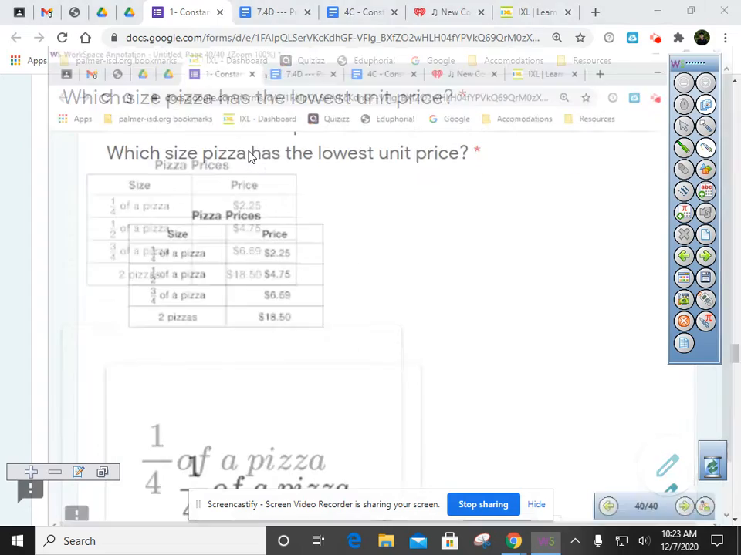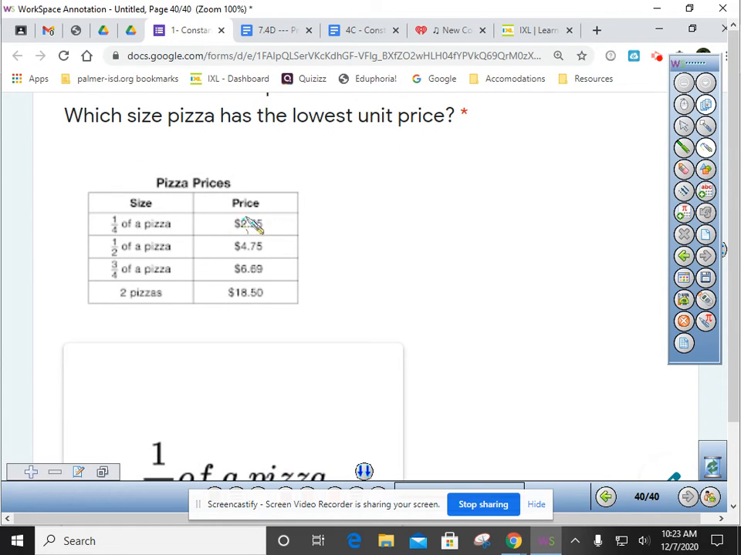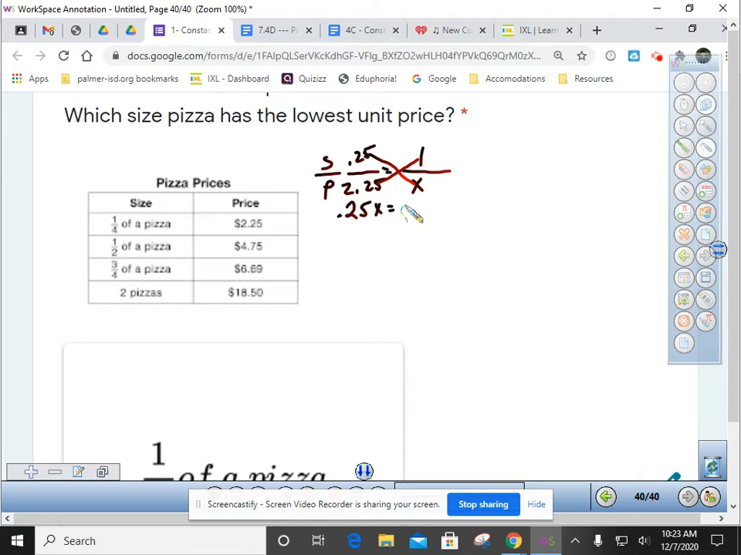Okay? Write a proportion. 1/4 of a pizza, $2.25. They want to know for a whole pizza. So you're going to do size over price. So 1/4 of a pizza, you could put 0.25 is $2.25. What is it for a whole pizza? Write the equation and solve it. Divide both sides by 0.25.